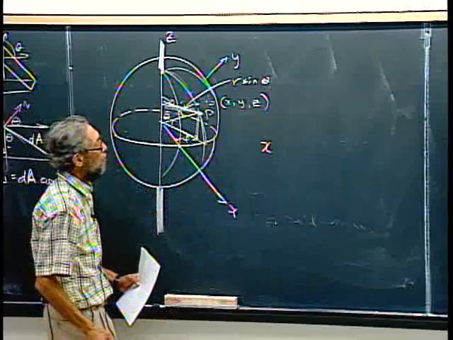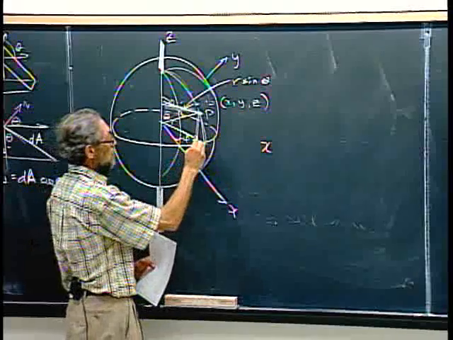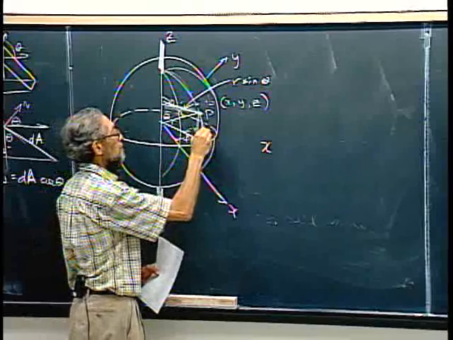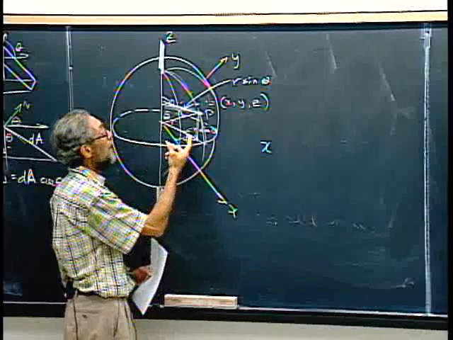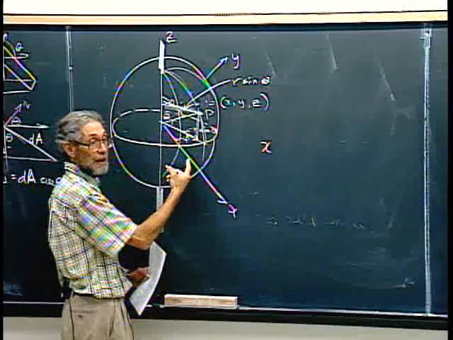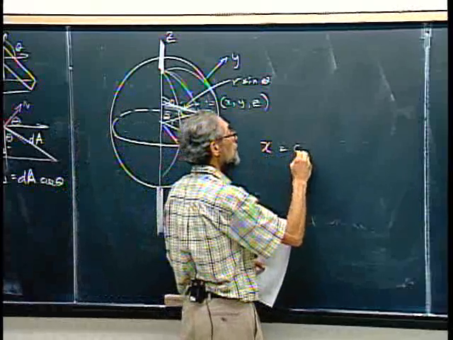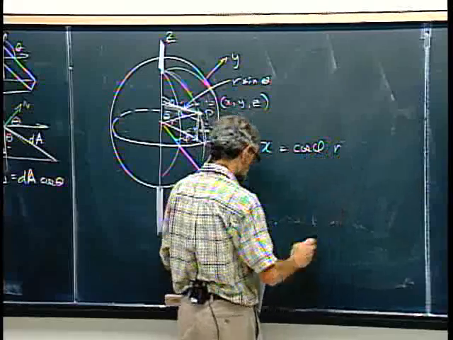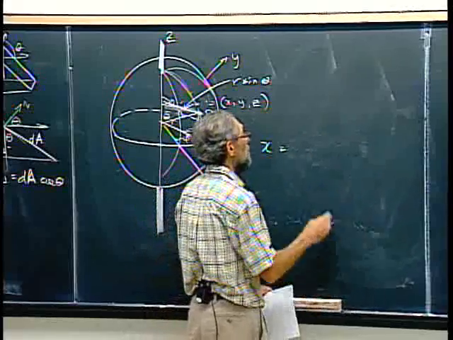Okay, so now we can find the x coordinate of this point. We have this vector of length r sine theta, and it's turned phi degrees away from the x-axis. And that means the x-coordinate is going to be cosine phi times that r sine theta. Maybe I'll write it this way: r sine theta times cosine phi.